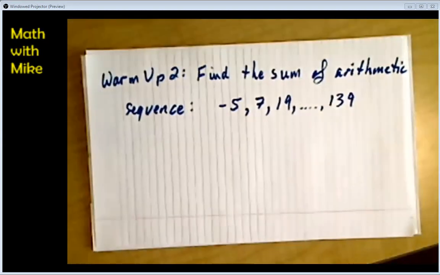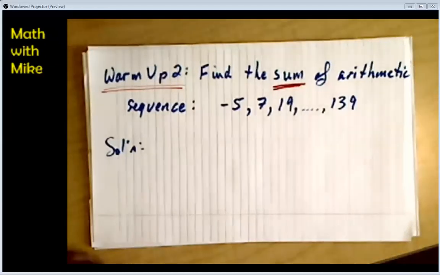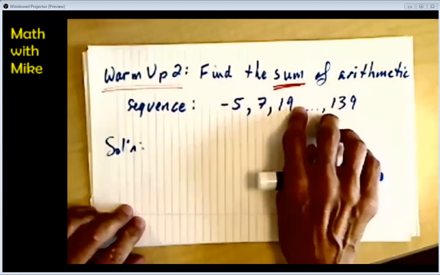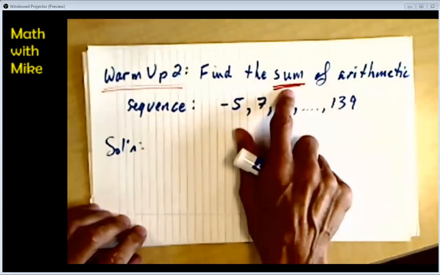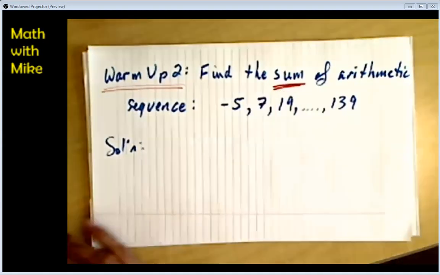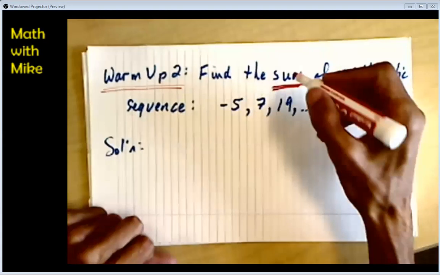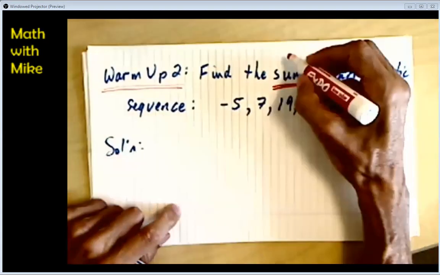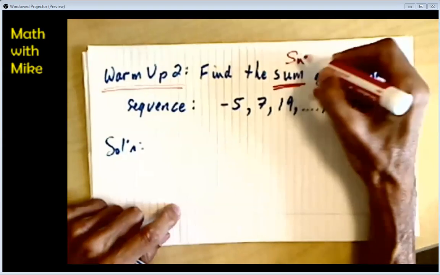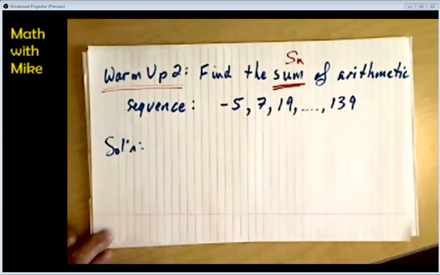So I'll pause the video to give you a moment to think about this. Okay, so here we go. Solution. We've got to find the sum. If you see an important math word like this, give it a little underline and make sure that you understand what they're asking for. If they want the sum, that means it's going to be Sn, right?